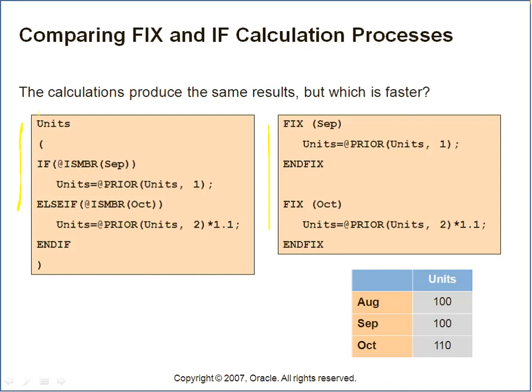Let us go through the first calculation script. Here we are checking if @member is September, then units is equal to @prior units 1. Prior is basically referring to the previous time period. So if it is September, then pick up the value of 1 month prior to September, that is August. So September holds the same value as August.